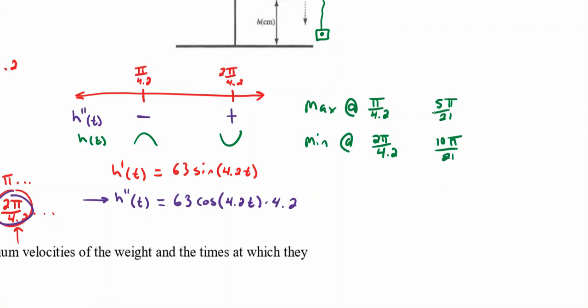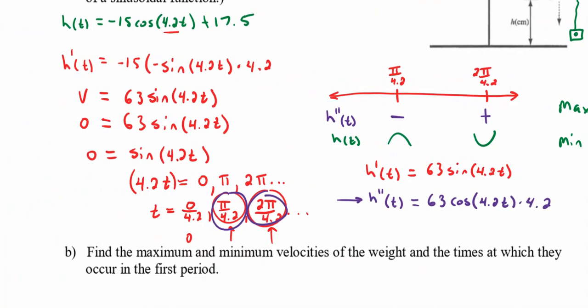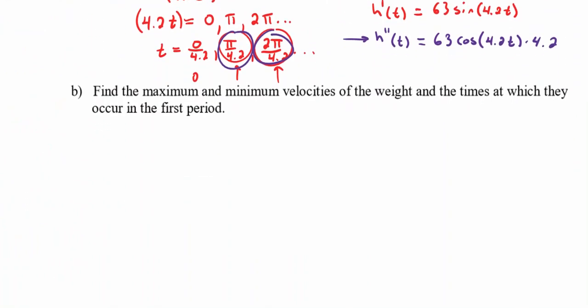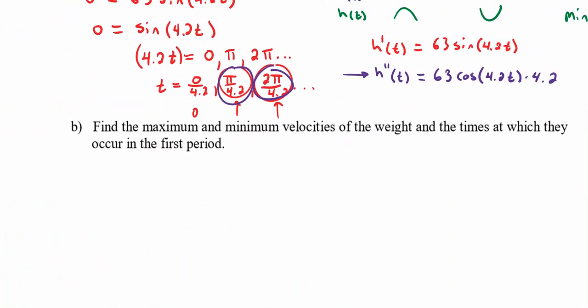So now it's confusing you. Maybe erase those. Okay, find the maximum and minimum velocities of the weight and the times at which they occur in the first period.